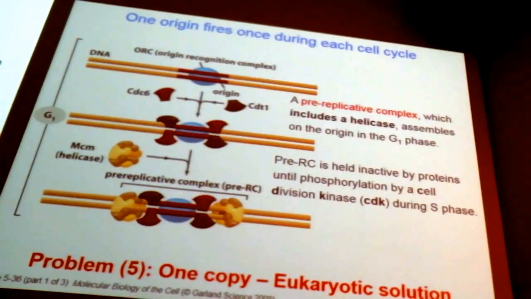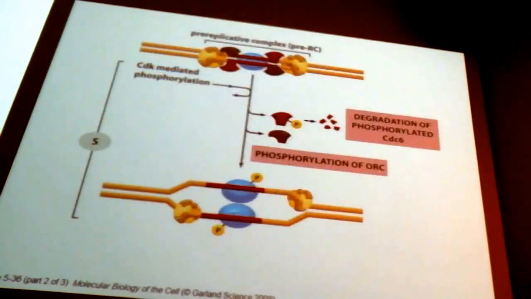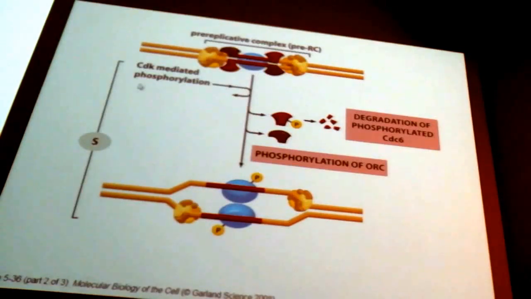The two facts that you need to remember here are: you assemble all of the proteins at the origin of replication, but it is held inactive until it's phosphorylated by cell division kinases, or CDKs. And those become active only during the S phase to drive the firing of origin of replication, at each origin of replication. So cyclin-dependent kinase, or cell division kinase, mediates this phosphorylation event.